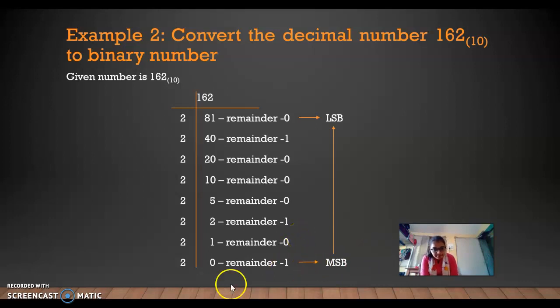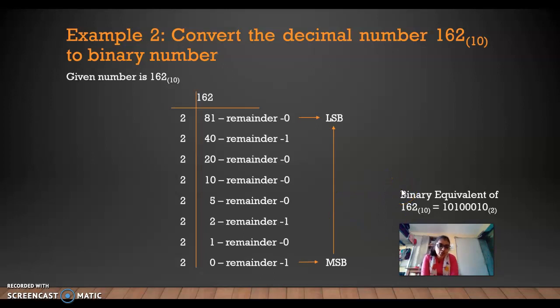What are the digits? Our MSB is here. We have to start writing from here only. That is 1, 0, 1, 0, 0, 0, 1, 0. This is the binary equivalent of 162 base 10.